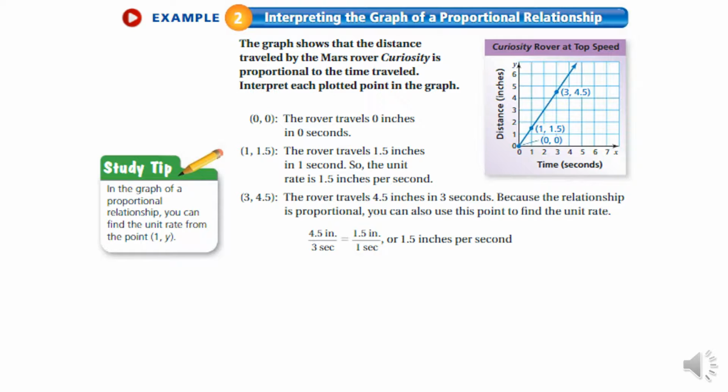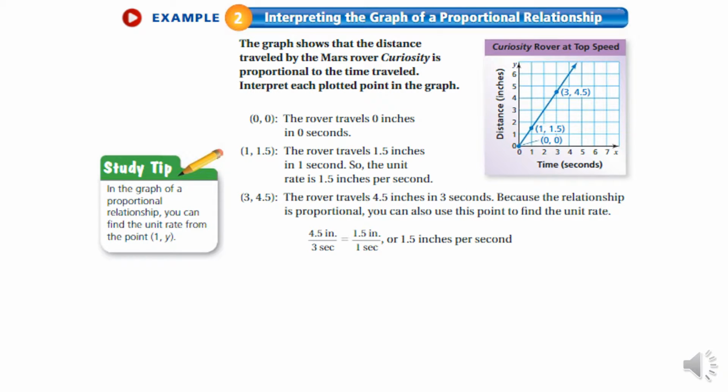The graph is entitled Curiosity rover at top speed. The x-axis looks at the time in seconds, while the y-axis looks at the distance in inches. So we're talking how many inches the Curiosity rover is going to travel in a given amount of time given in seconds. So 0, 0 is easy to understand.